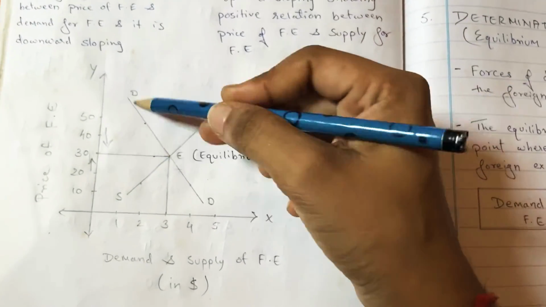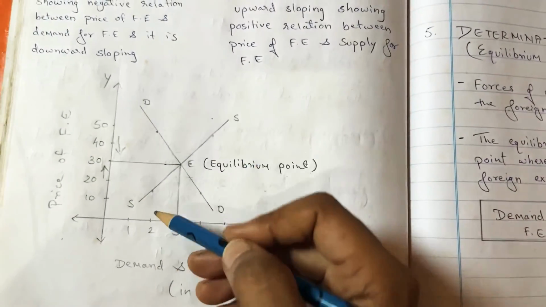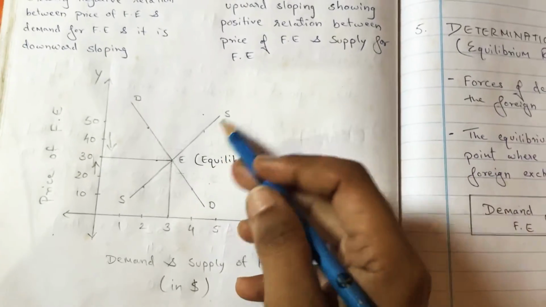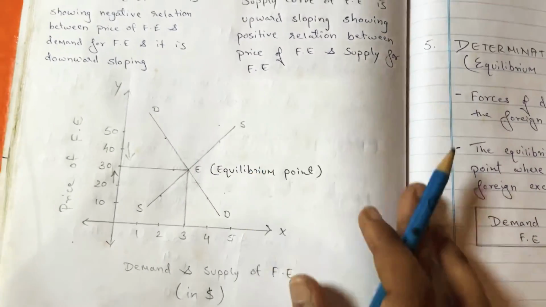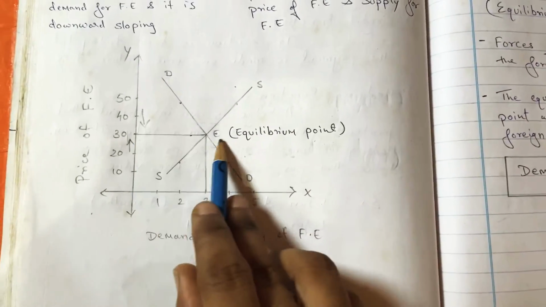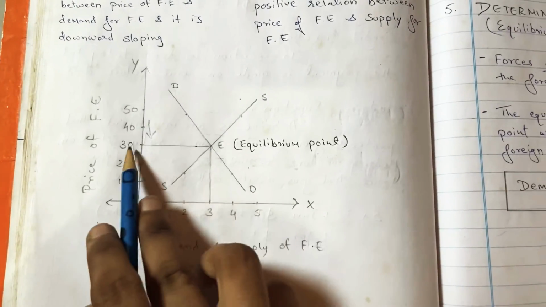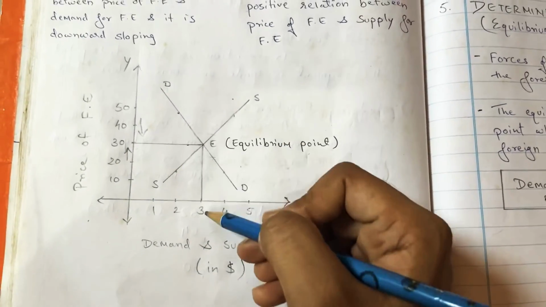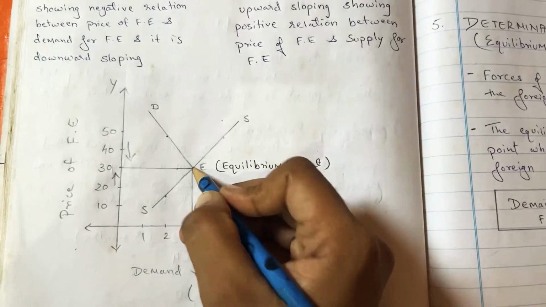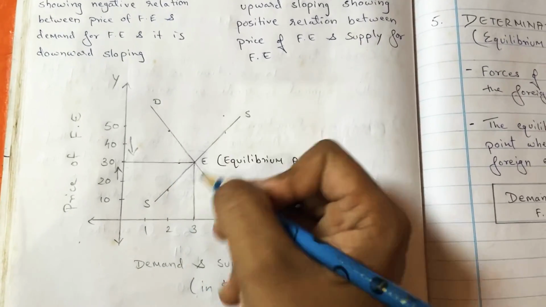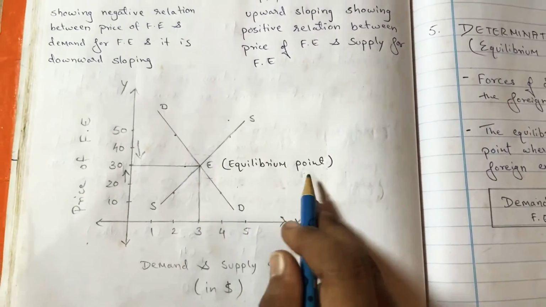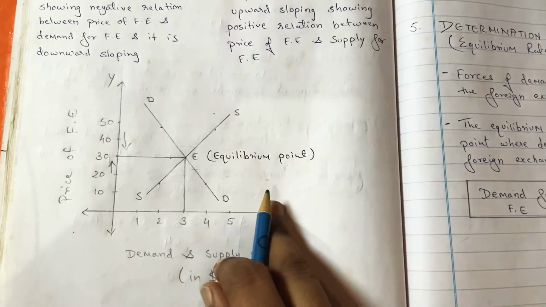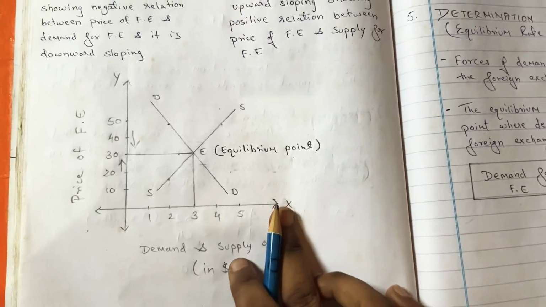Now let us understand this with an example. This is the demand curve and this is the supply curve. The demand curve is downward sloping and the supply curve is upward sloping. So when the price is 30 and the quantity is 3, this point E, where the demand is equal to supply, is called the equilibrium point. This is also called the point of intersection.